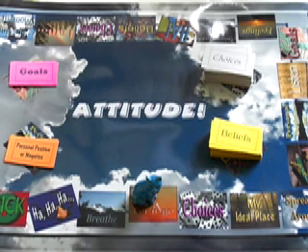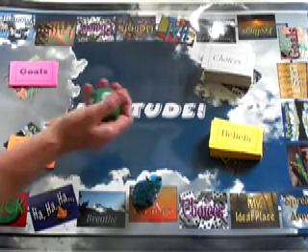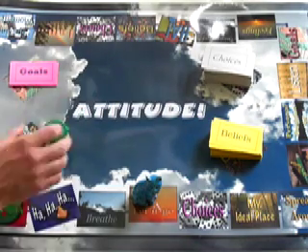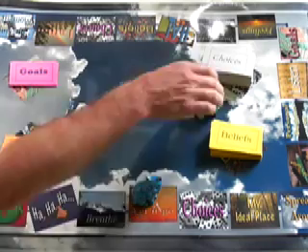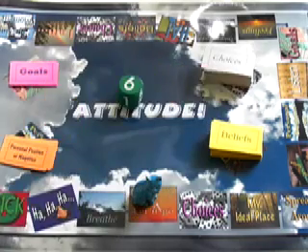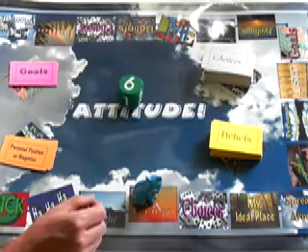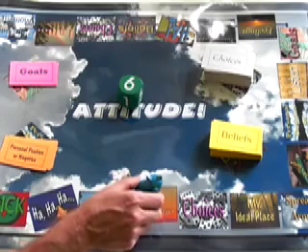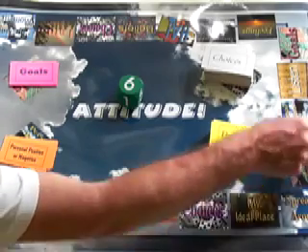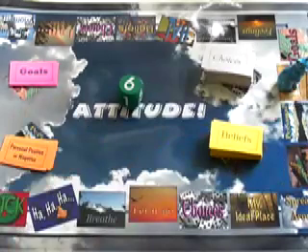So let's go through some of these spaces. Now, I like to use just one die, and this happens to be a nice big six-sided one. Let's roll the die and see what we got. We rolled a 6. 1, 2, 3, 4, 5, 6. And we land on listen.